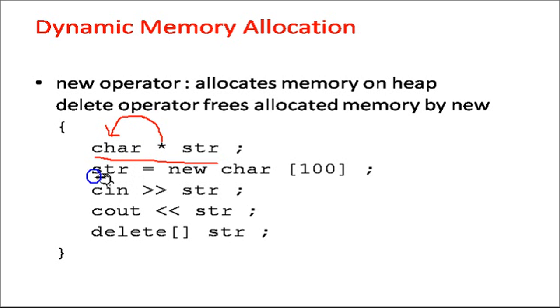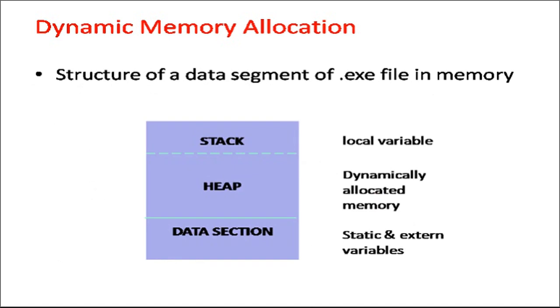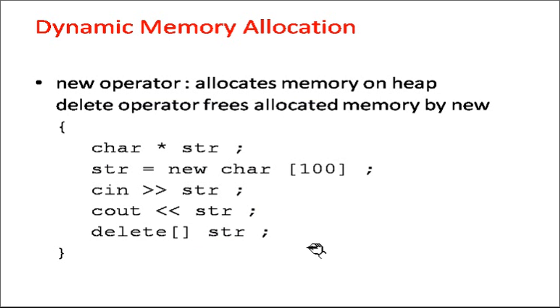On the next line we are allocating memory for an array of 100 characters using the new keyword. So I am saying str equal to new char[100]. Each character takes 1 byte, so in total the memory allocated will be 100 bytes. Since we are using new, the memory is allocated dynamically, so all the 100 bytes will be from the heap region, as we have seen on the previous slide.